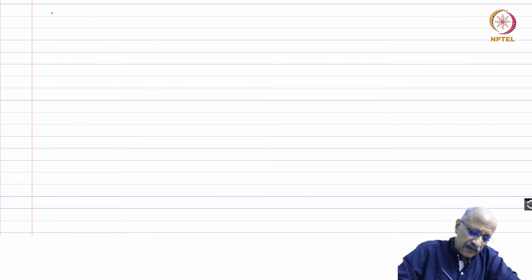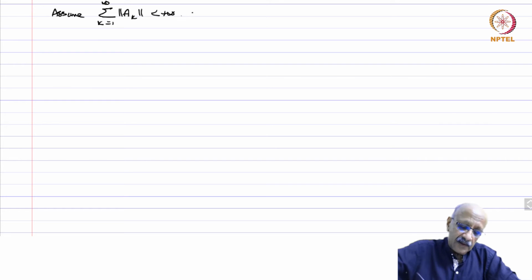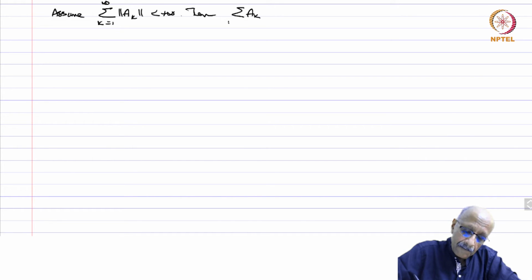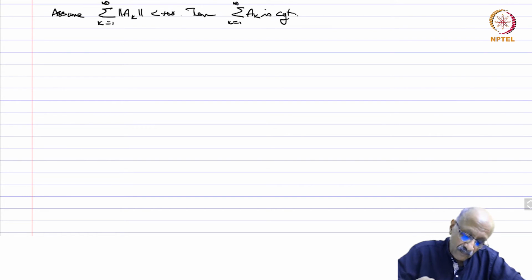So, exercise: assume the series sigma k equals 1 to infinity of norm A_k is convergent. Then sigma A_k is convergent. This is just as in real numbers, where absolutely convergent series are convergent.